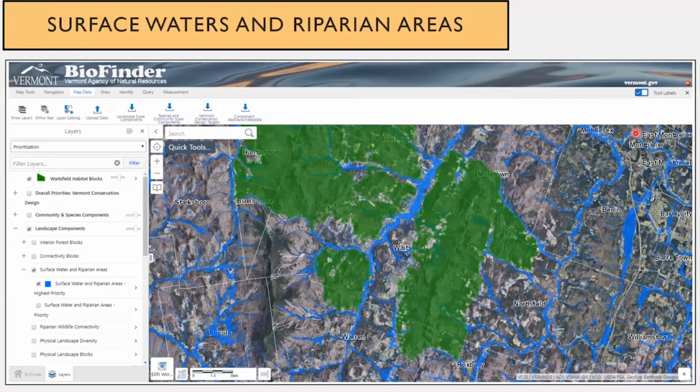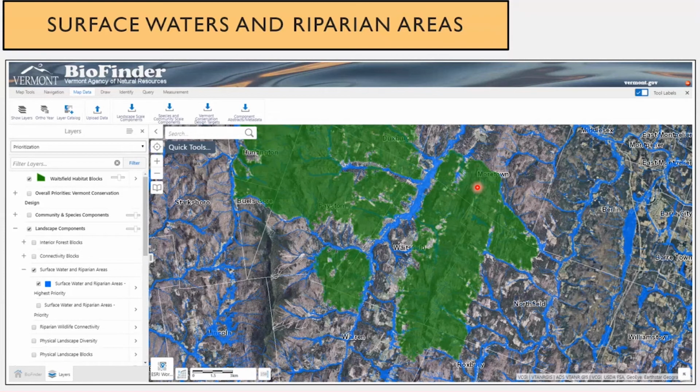So here's what it would look like in BioFinder with our selection. Again, I'm trying to build this model Act 171 map. And so you can see the selections of forest blocks, those highest priority ones, the priority ones, and now the surface water and riparian area. So, from an Act 171 perspective, surface waters and riparian areas may not get treated under forest protections. It may be protected through other mechanisms.